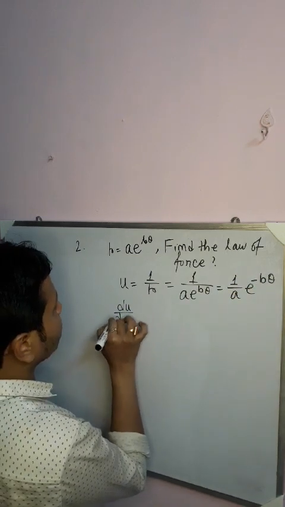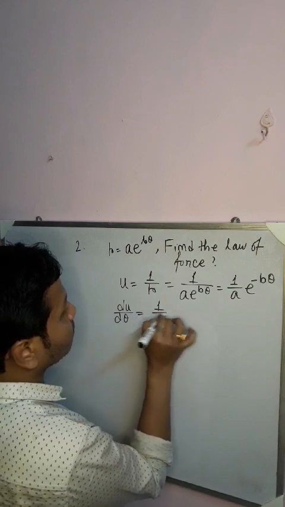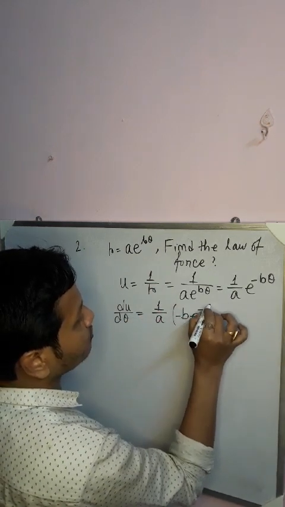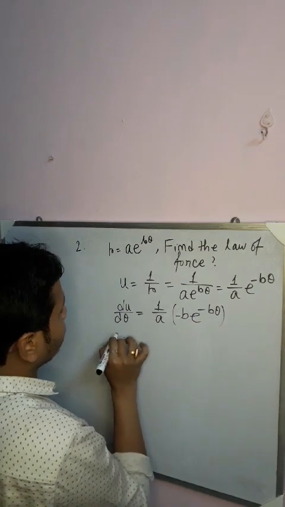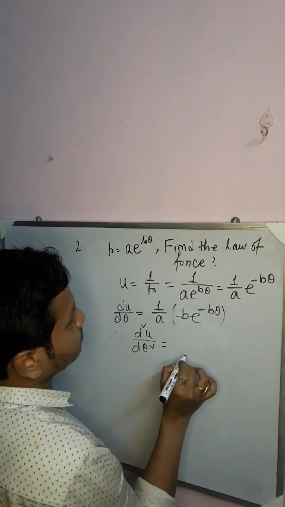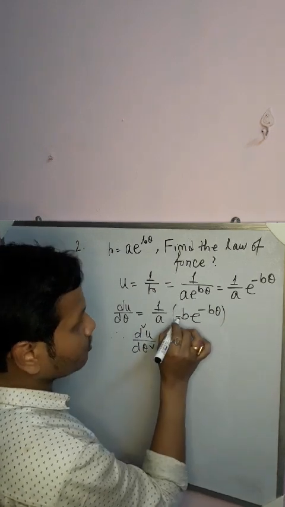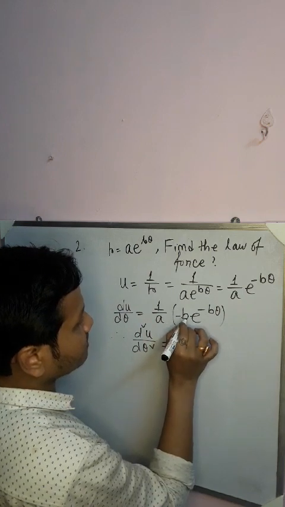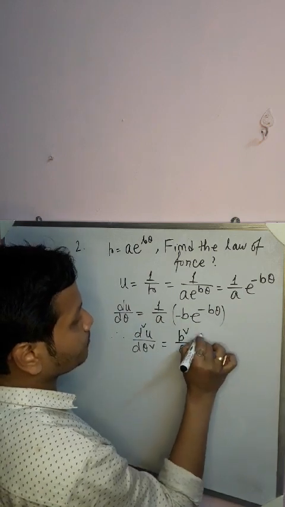So what will be my du d theta? 1 by a, and if you do it, then it becomes minus b into e to the power minus b theta. Again, if you differentiate this with respect to theta, there will be another minus b, so b square by a, minus minus plus, and another e to the power minus b theta.